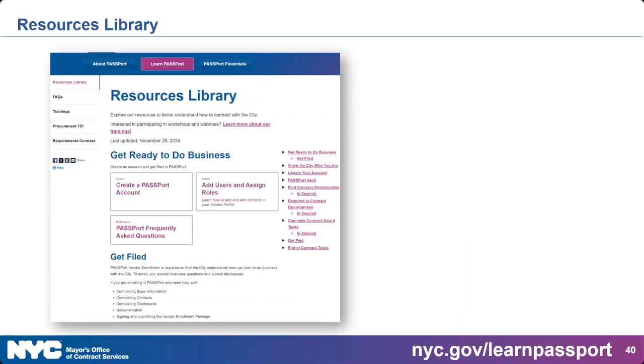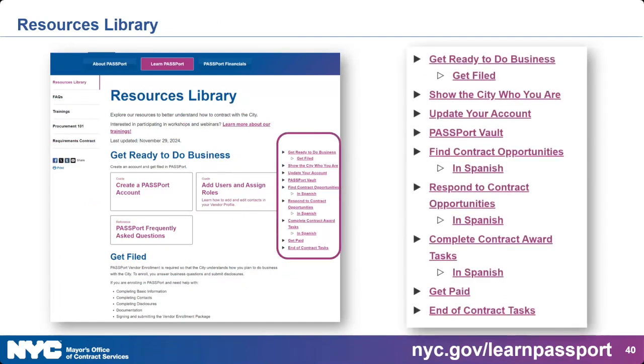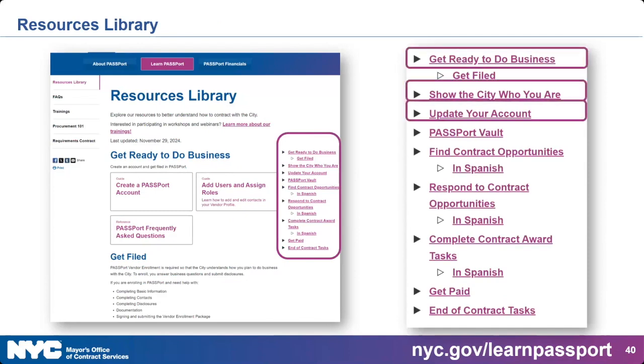You can access our Learning Resource Library page by visiting nyc.gov/learn passport. On that page, we recommend using the panel on the right to get the topics you're interested in. If you want to learn about how to create an account, go to the Get Ready to Do Business section. To learn more about the HHS PQL, click on Show the City Who You Are. To add or change user roles, go to Update Your Account.